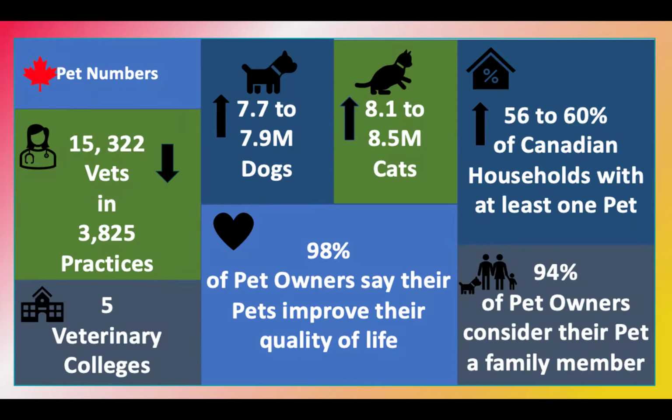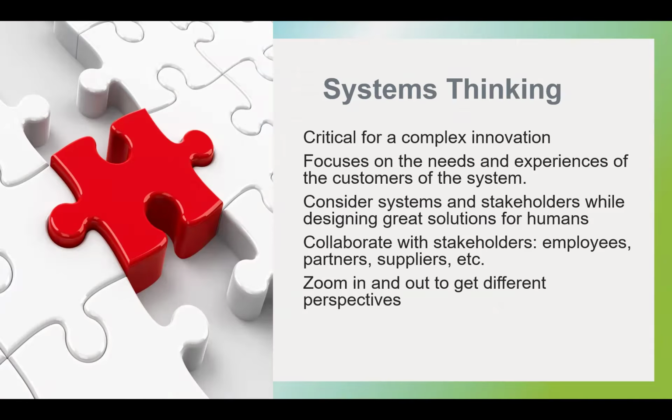So the next thing is about the numbers of pets. Let's look at some of this research. The number of vets is reducing year over year, through retirement, and the number of vets joining the veterinary field is lower. So we're down in vets, but we're up in pets: up to 60% of Canadian households have at least one pet. And 98% of pet owners say their pets improve their quality of life, and 94% consider their pet a family member. So now let's talk about systems thinking.